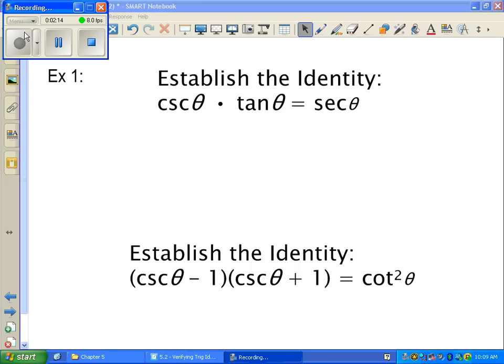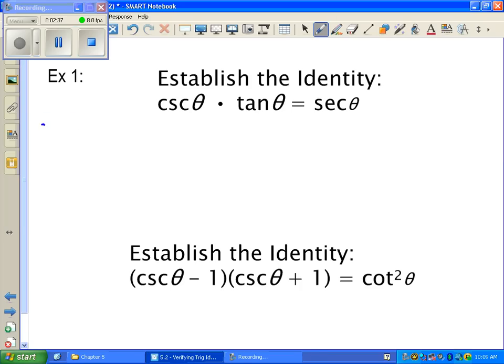When I look at example 1, I have to get this side to look like secant. As it's written, I really don't know what to do. So I'm going to fall back on one of my favorite strategies and write everything in terms of sine and cosine. So the first thing that I do is I write out my original left-hand side. That is the most complicated side, so that's what I'm going to work with.